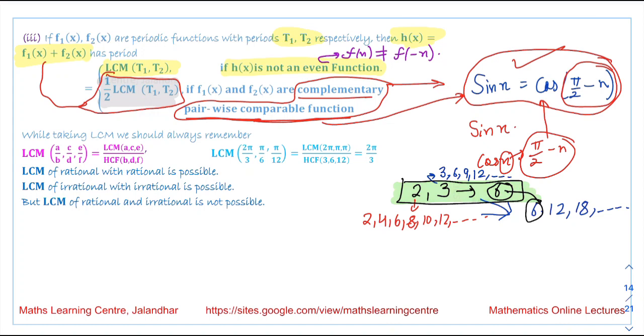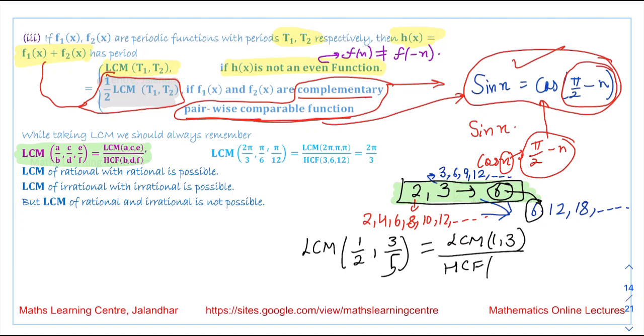Now suppose we have to calculate the LCM of 1 by 2 and 3 by 5. The formula we use is LCM of the numerators, LCM of 1 and 3, over HCF of the denominators, HCF of 2 and 5. So the answer is 3 upon the HCF of 2 and 5. What is the HCF of 2 and 5? It is 1. So the LCM of both these numbers is 3. So you must remember these formulas.